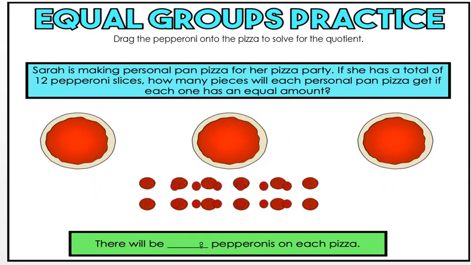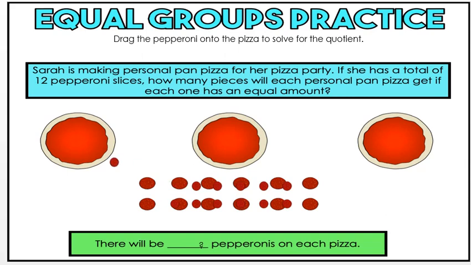Here we have Sarah, and she is making a personal pan pizza for her pizza party. That's nice. If she has a total of 12 pepperoni slices, how many pieces will each personal pan pizza get if each one has an equal amount? So again, we are just going to put them on. So we have, I can't move these. Uh-oh. Oh, yes, I can. Whoa, whoa, whoa. I did undo that.